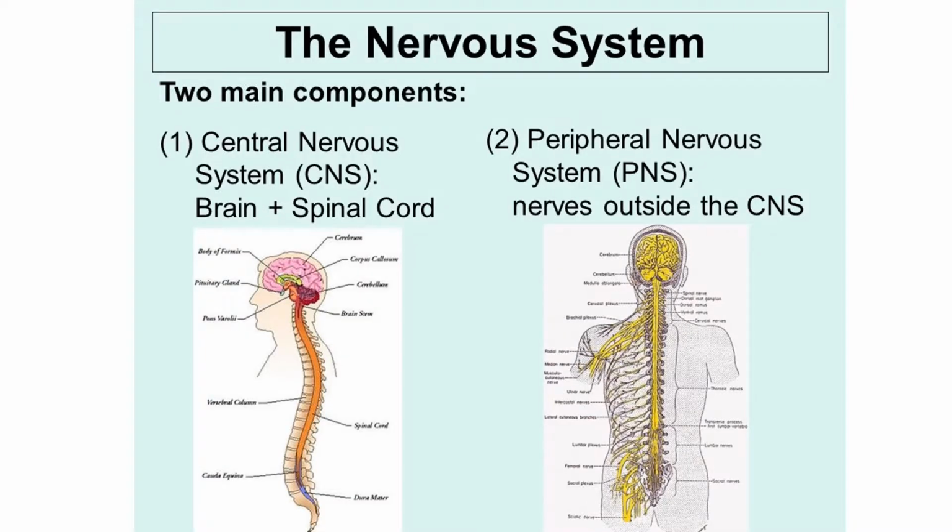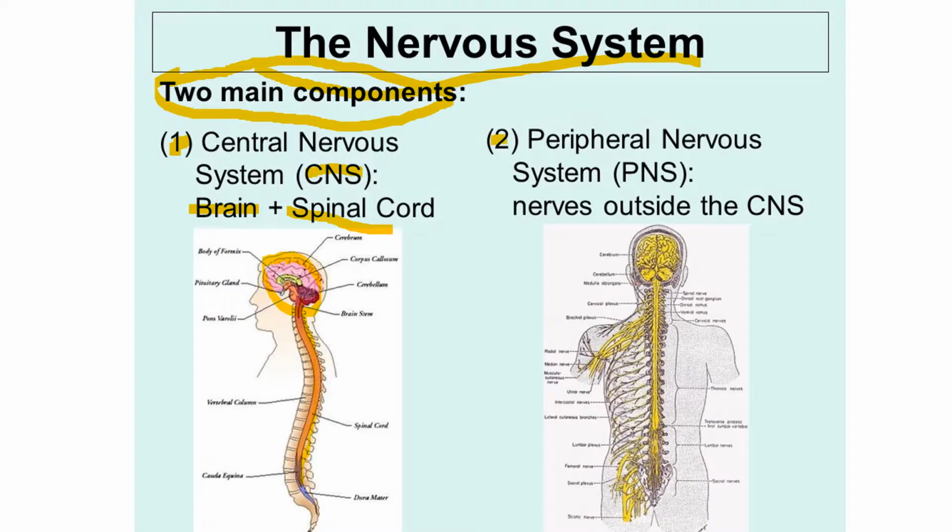All right, so let's look at the nervous system itself. In general, the nervous system is broken down into 2 main components. Number 1, the CNS, or the central nervous system. That includes the brain and the spinal cord. As you see here, the central nervous system is the brain and the spinal cord.